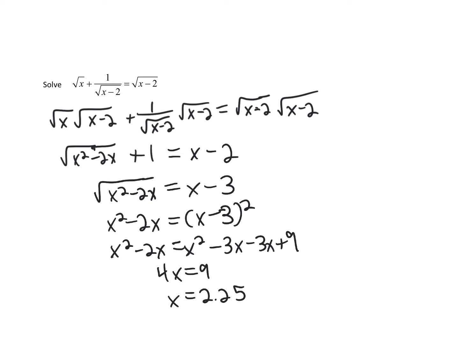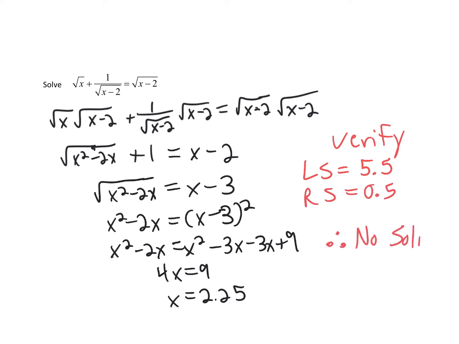Now with these, you should always do a verification. So we plug the 2.25 into the left side, which will end up giving us 5.5. And then you plug the 2.25 into the right side, which gives us 0.5. So therefore, there is no solution.